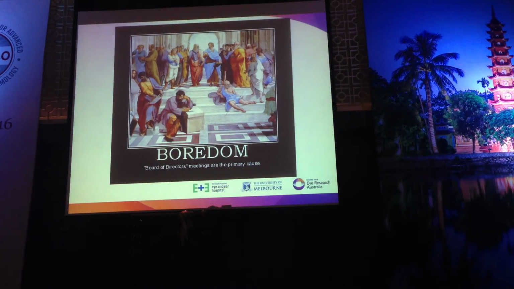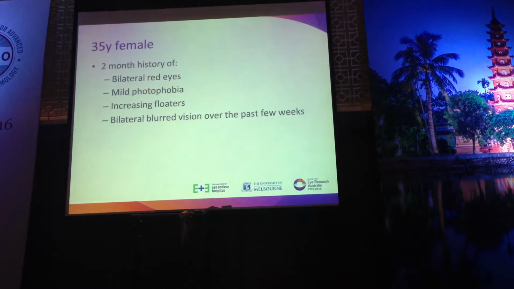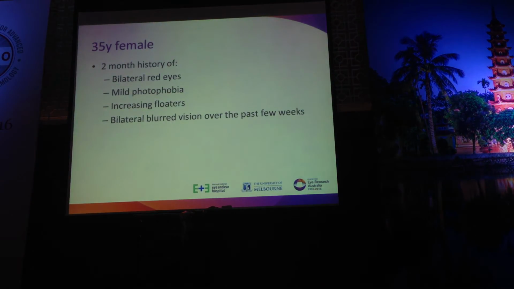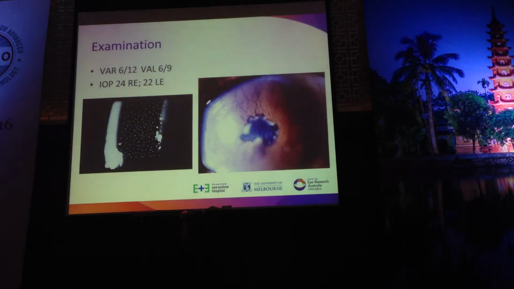Alright, so I'm sure all of you are feeling a little bit bored by now, so I'm just going to change the format for the next slide, for the next case. I've got a 35-year-old female, 2-month history of bilateral red eyes, photophobia, increasing floaters, and bilateral blurred vision over the past few weeks. This is what you see. She's got slightly raised pressure in the right eye. Okay, quite a lot of AC cells, so that's at least 2+. You can see here quite a lot of posterior synechiae.